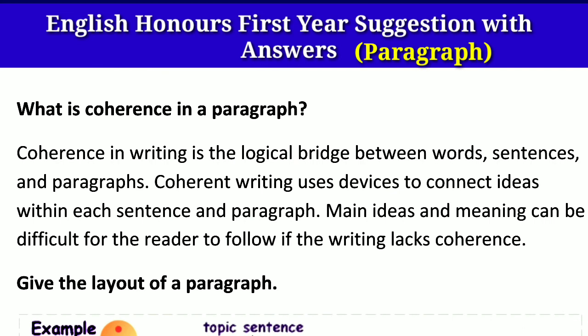What is coherence in a paragraph? Coherence in writing is the logical bridge between words, sentences, and paragraphs. Coherent writing uses devices to connect ideas within each sentence and paragraph. Main ideas and meaning can be difficult for the reader to follow if the writing lacks coherence.